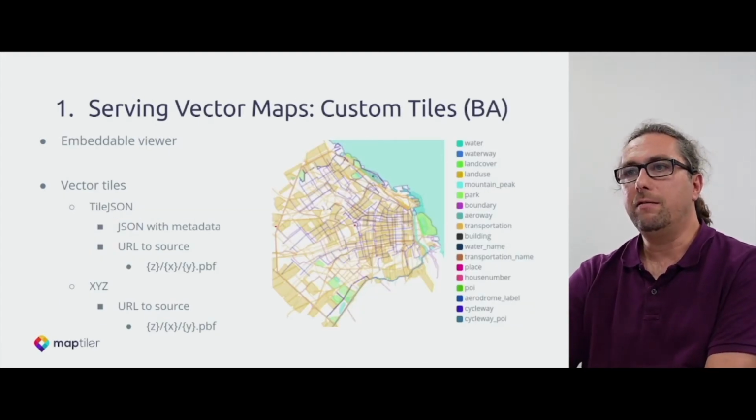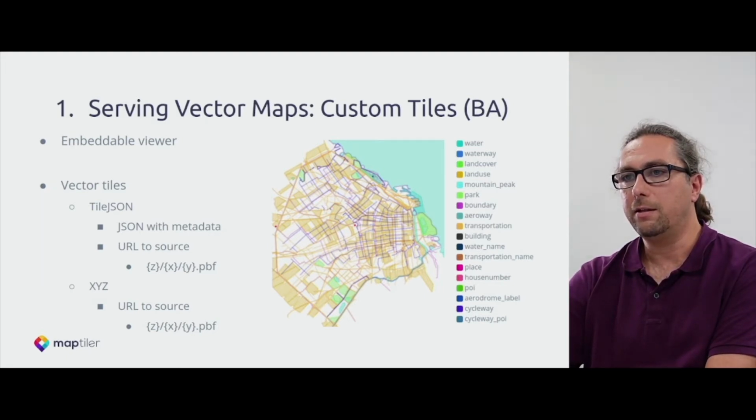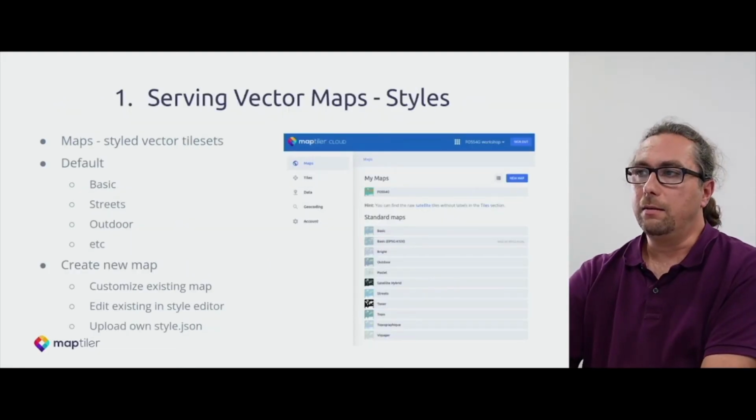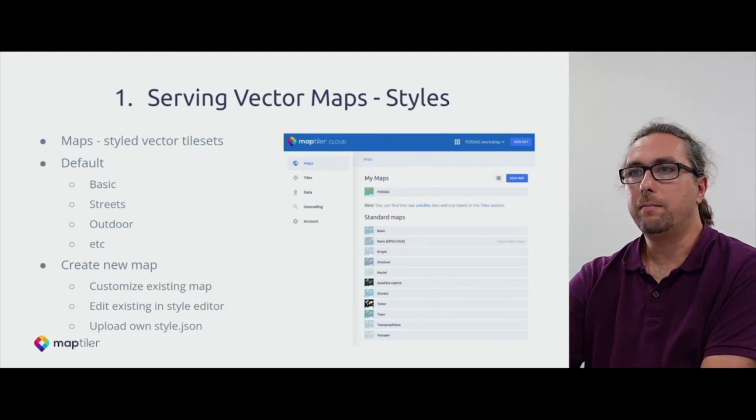Once we upload it, it will be available through the embeddable viewer, and there will also be endpoints available for serving tile.json and vector tiles in XYZ format. With this data source, we will be able to create a vector map.